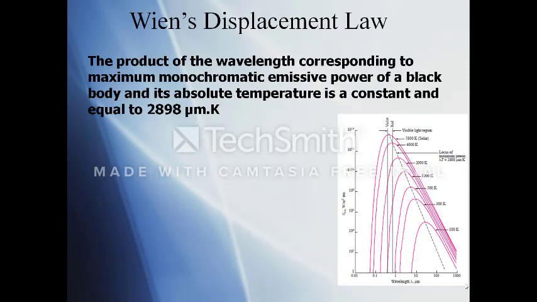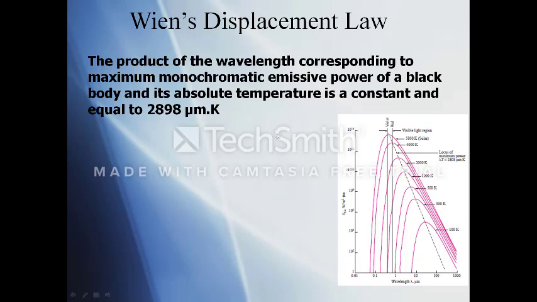Then Wien's displacement law. So this figure shows the variation of energy, that is our monochromatic emissive power, with respect to wavelength. You can see that at any temperature of the body, the monochromatic emissive power becomes maximum at a given wavelength. Right? So when you increase the temperature, you can see that the lambda at which monochromatic emissive power becomes maximum gets shifted to the left hand side, that is towards smaller wavelength, right?